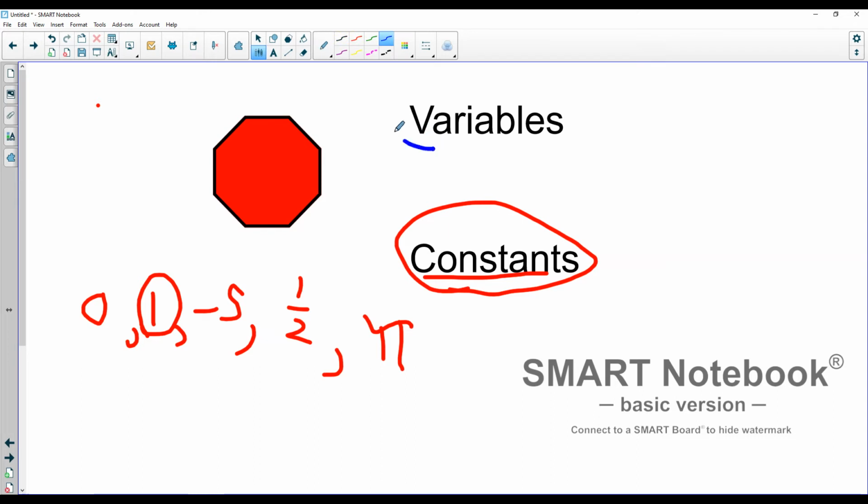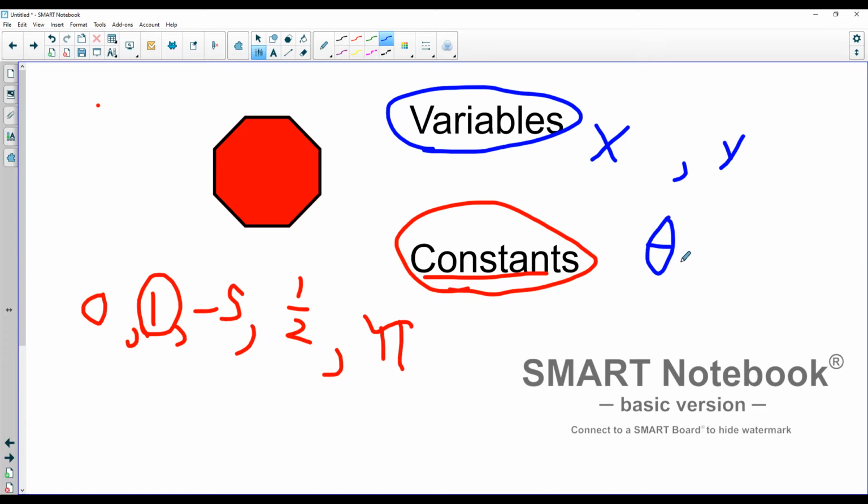And the other one is a variable. Variables, when you see them, will look like things like an X or a Y, sometimes even a Greek alphabet letter like theta or alpha. But for this class, we're pretty much just going to take a look at things like X and Y. So what a variable is, it's like a little placeholder.